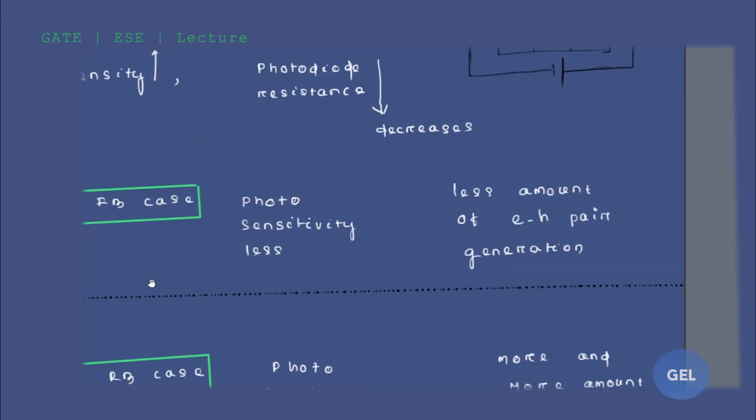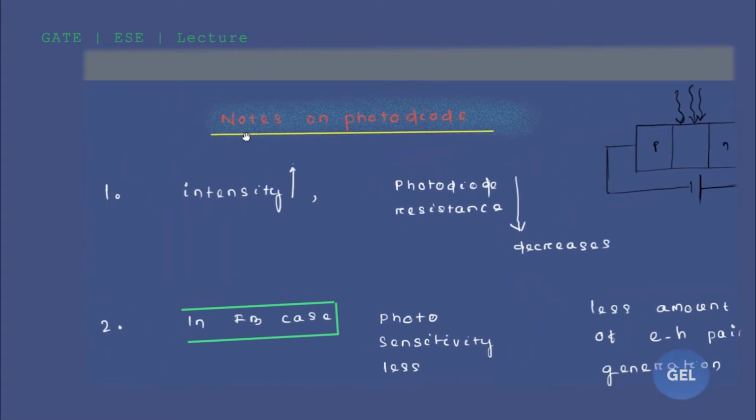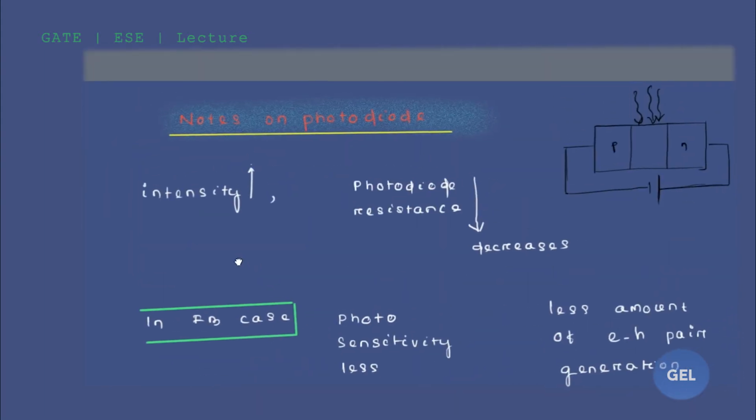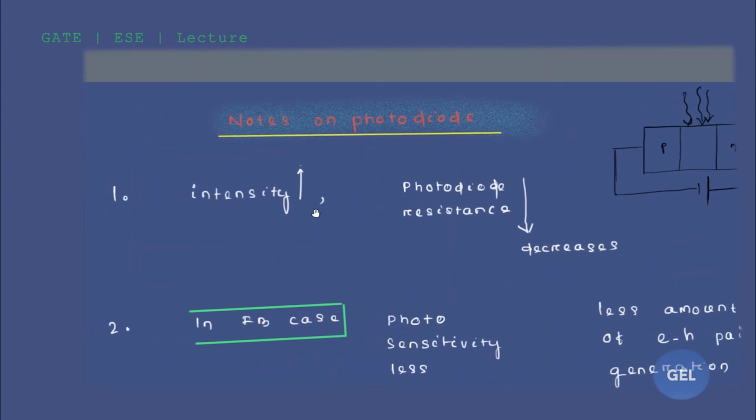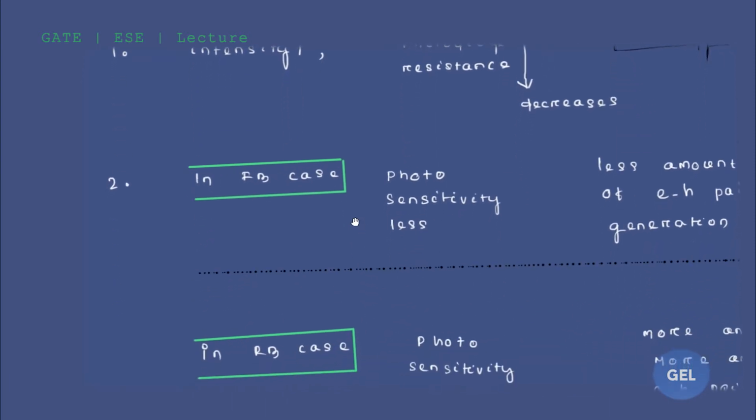Now that is what I am going to explain through a couple of note points. Here I am going to discuss 3 note points. Start with the first note point: with increase in intensity value, photodiode resistance is decreasing. Correct, that is what we saw in the previous case. Always remember this, because my current value is improving with increasing intensity, that is why my photodiode resistance decreases.